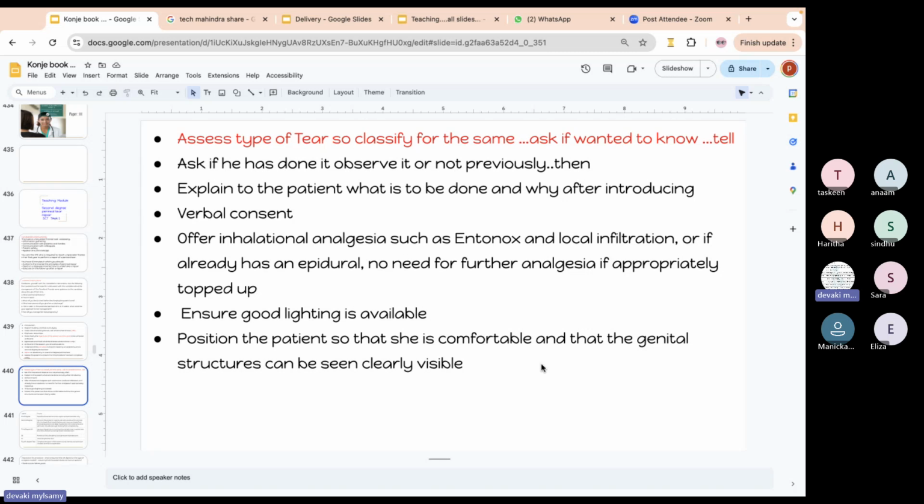Analgesia is very important, because it's painful to suture without anesthesia. So either local infiltration, Entonox, perineal or pudendal block, or epidural if the patient is on that. So a top-up might be required here. Ensure good lighting, and the patient's position.